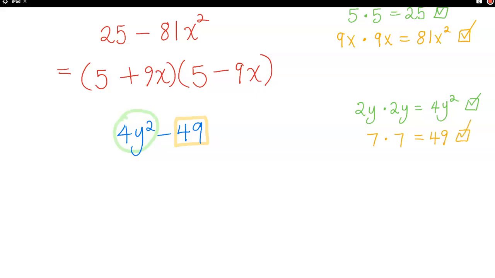And the third thing that I must check is: are they connected by a minus sign? Yes. You know, if they're not connected by a minus sign, then we can't do this. Okay, we cannot go on and use this pattern. So we're ready to start this.